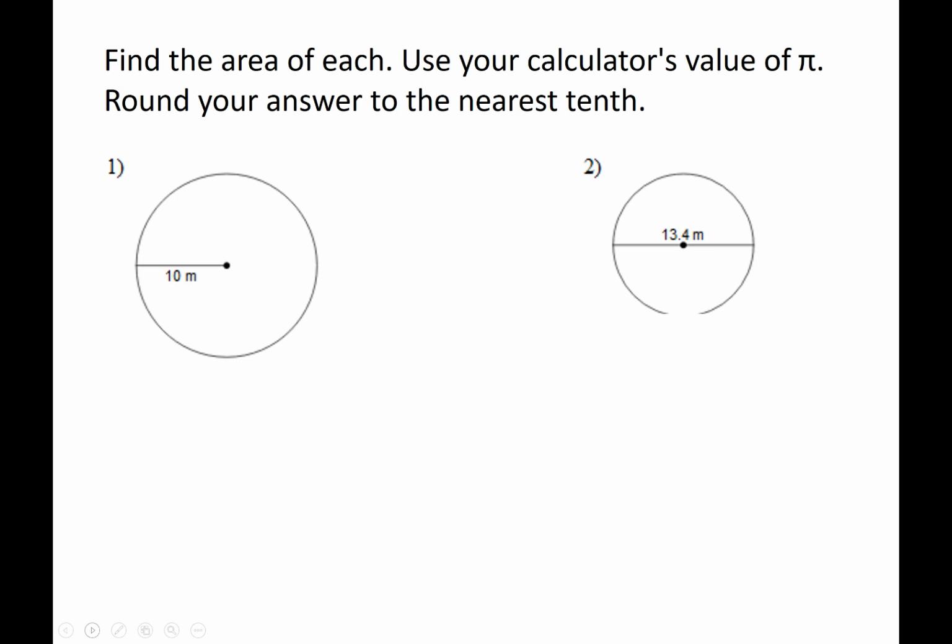Okay, let's take a look at study guide part 3. Find the area of each, use your calculator's value of pi, and round your answer to the nearest tenth. To do this, we're going to need the area formula.